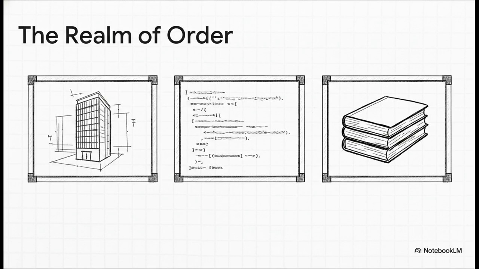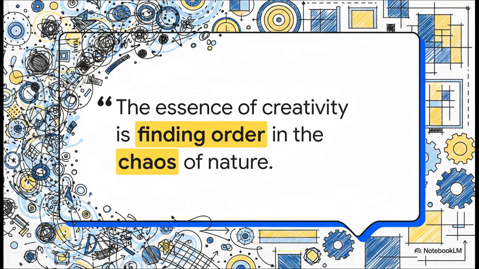This realm is the finished product. It's the thousands of lines of messy code that become a clean, simple user interface. It's those scattered research notes that turn into a solid, coherent theory. It's an idea that's been fully implemented, a problem that's been solved. It's the concept, finally realized. There's a quote that just nails this idea perfectly. The essence of creativity is finding order in the chaos of nature. And that is exactly what we are seeing on the right side of this image.